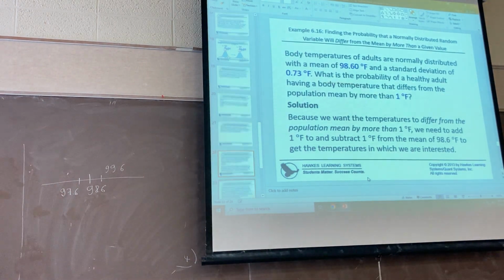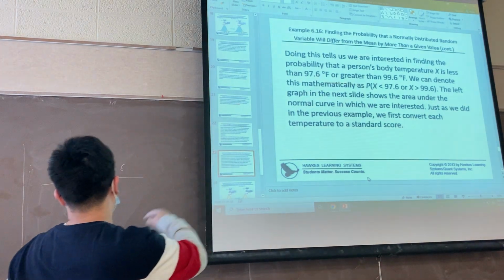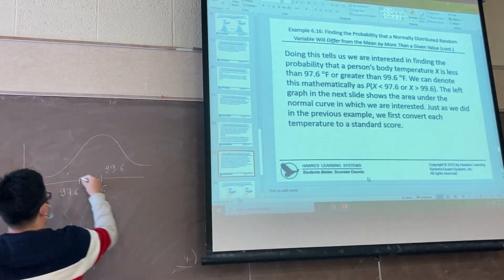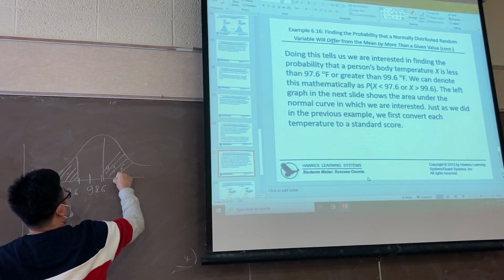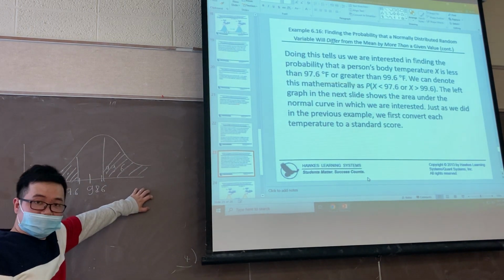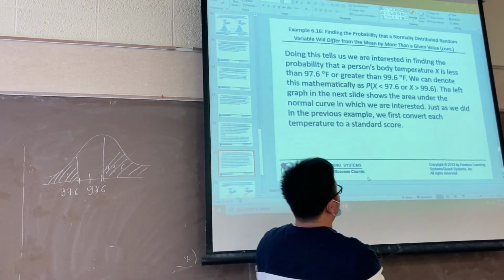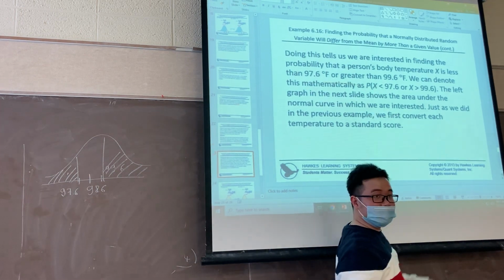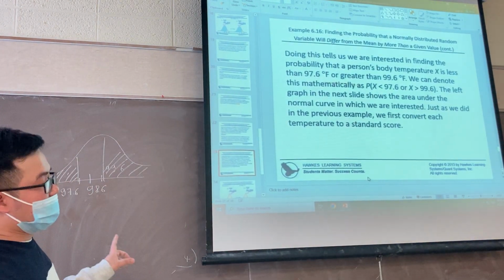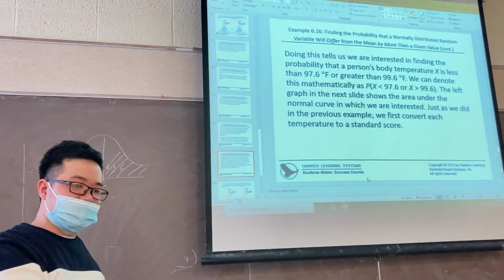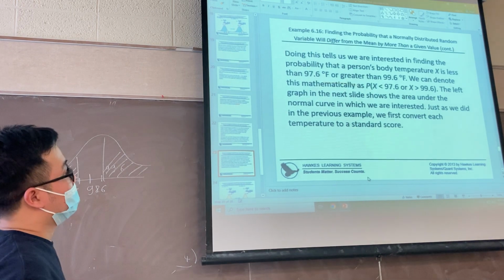That is the question, and we need to find the probability of x less than this number or greater than this number. So that's the kind of question you will focus on to calculate. To calculate this, it is a similar method: change the x values to z values and do the same things, right?